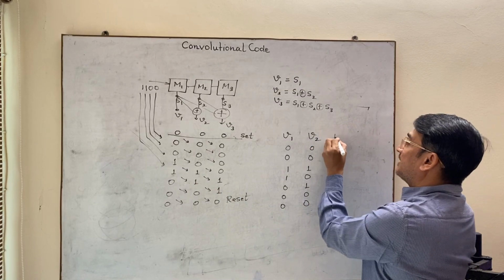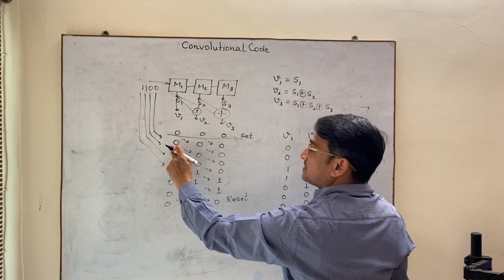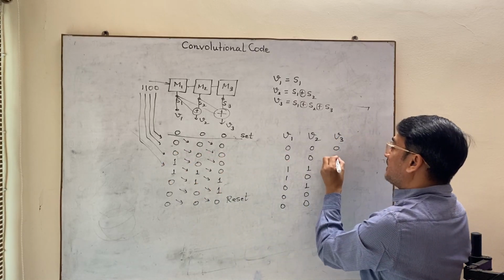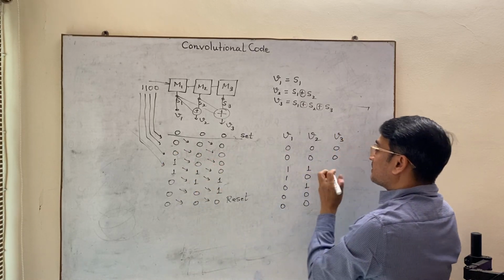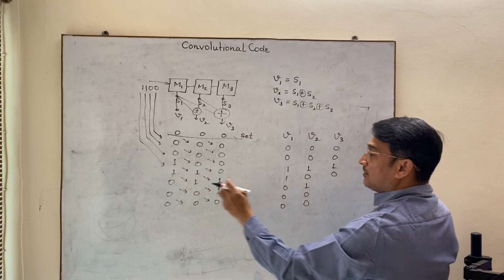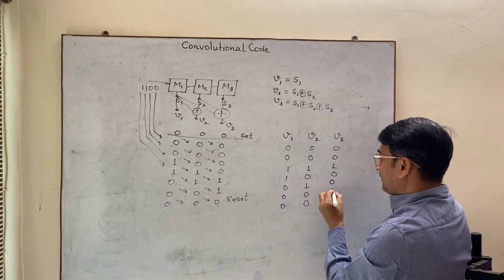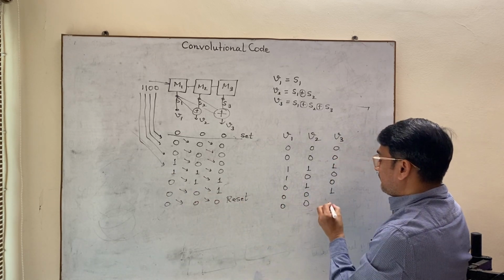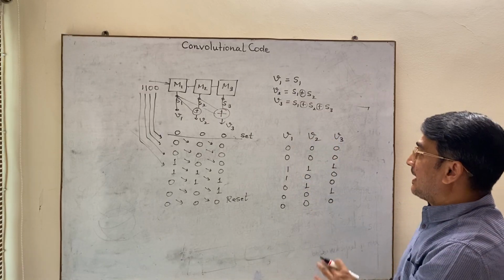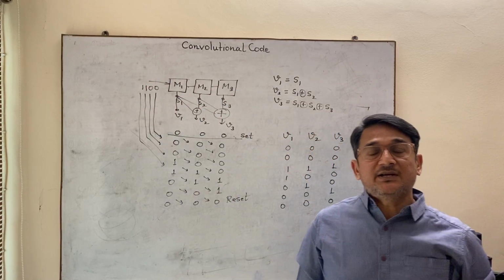0. Then finally V3. So in V3 we have to XOR all the 3 bits. So 0 XOR 0 XOR 0 will be 0. 0 XOR 0 XOR 0 will be 0. 1 XOR 0 XOR 0 will be 1. 1 XOR 1 XOR 0 will be 0. 0 XOR 1 XOR 1 will be 0. 0 XOR 0 XOR 1 is 1 and 0 0 0 will be 0. So these 21 bits are known as the convolutional code for the data 1100.